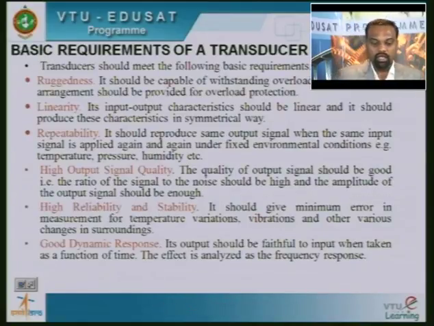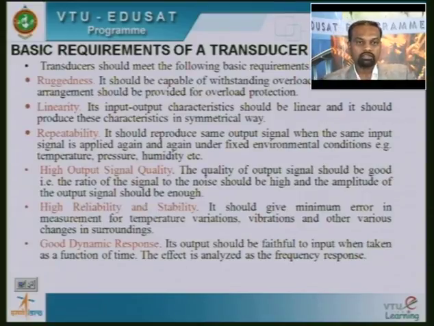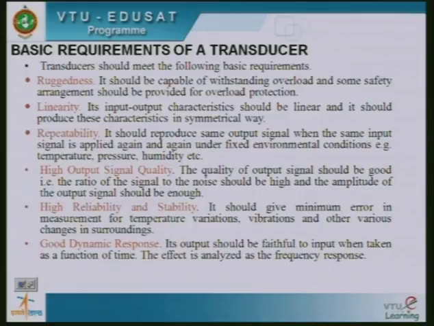Suppose you use a transducer. The transducer, as I was mentioning, should be very rugged. What I mean by rugged is it should be able to withstand overload, and some safety element should be provided for overload protection. That means if I am trying to measure the current flowing in a conductor, and the maximum current that can flow through the conductor is 10 amps, and I put a transducer there to measure the current, suppose by chance instead of 10 amps, the current flowing through the transducer wire goes to 20 amps. Your sensor or transducer or your system should be able to withstand that amount of overload. So that is the meaning of ruggedness.